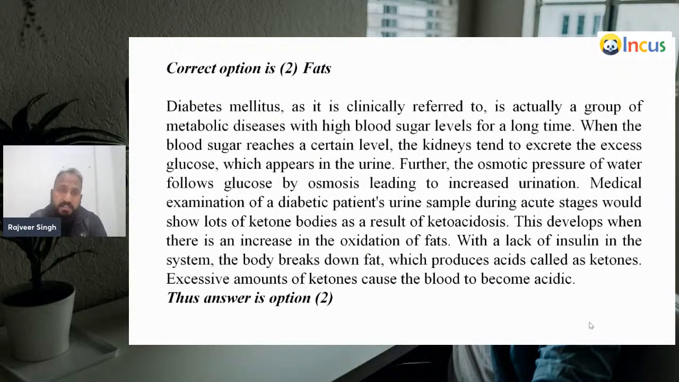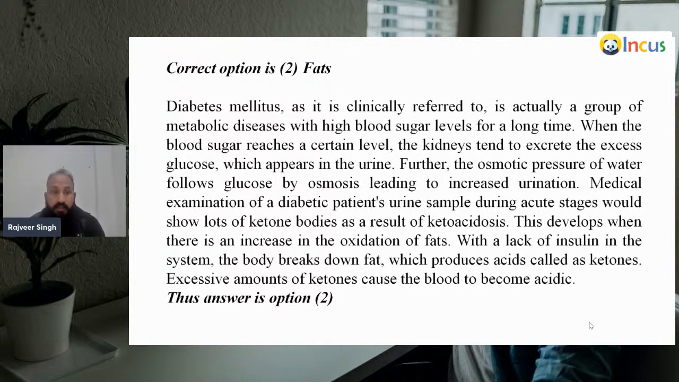Because diabetes mellitus, as it is clinically referred to, is actually a group of metabolic diseases with high blood sugar level for a long time. When the blood sugar reaches a certain level, the kidney tends to excrete the excess glucose, which appears in the urine. Further, water follows glucose by osmosis, leading to increased urination. Medical examination of a diabetic patient's urine sample during the acute stage would show lots of ketone bodies as a result of ketoacidosis.